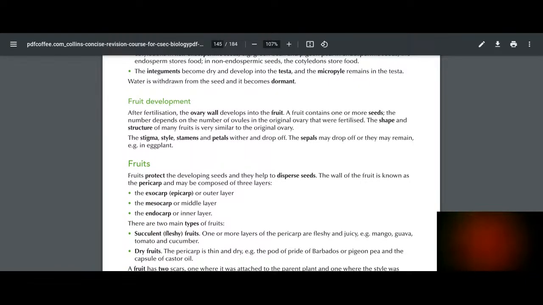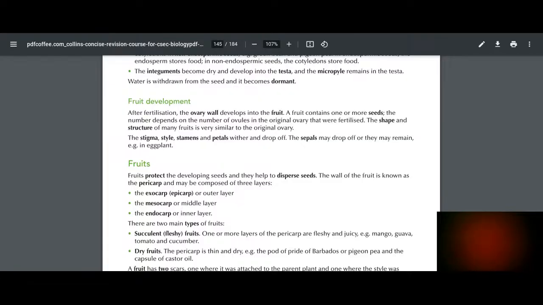Then we have fruit development. After fertilization, the ovary wall develops into a fruit. A fruit contains one or more seeds. In order to know if something is a fruit, it must contain seed. The number depends on the number of ovules in the original ovary that were fertilized. The shape and structure of many fruits is very similar to the original ovary.